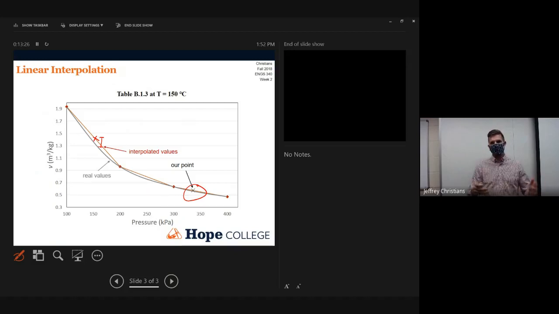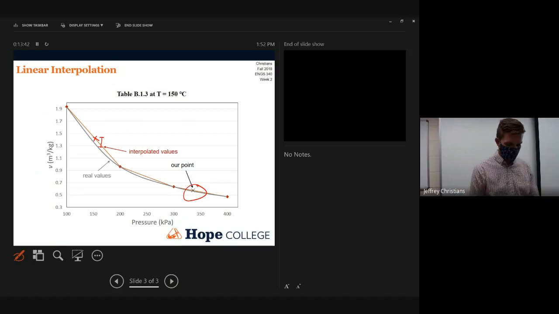If we're off by 5%, and we're all off by 5%, that's okay. Obviously, you wouldn't do interpolation like this to get an exact answer. We'll learn how to do that to get a better answer later in the course.